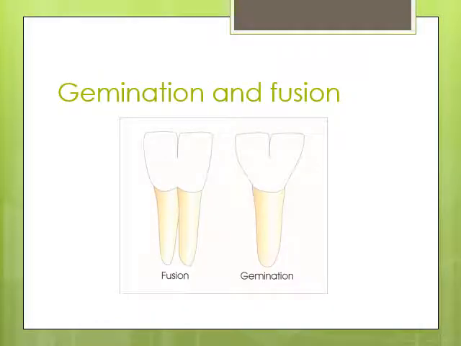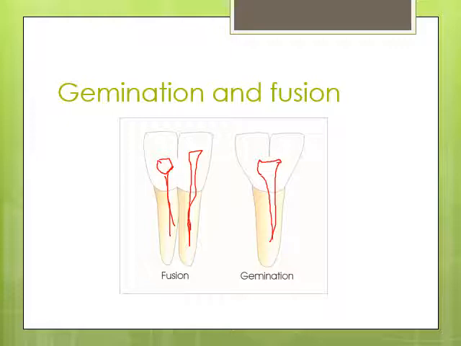Here I will tell you the difference between fusion and gemination. In fusion, two tooth germs fuse together. It mostly occurs in the anterior teeth, where there are two pulp canals and two pulp chambers of the tooth germs present over here. ठीक है? And gemination में क्या होता है? It has a single pulp chamber and a single pulp canal, but the mesiodistal width of the crown is increased.